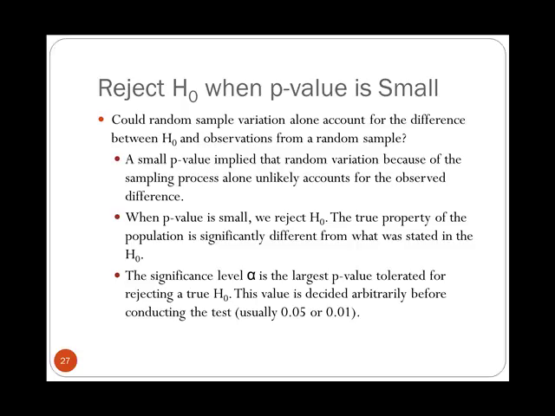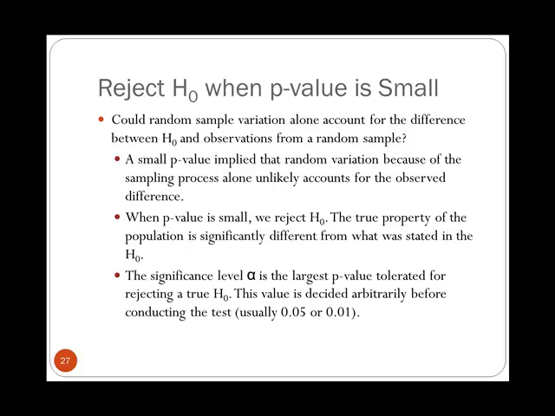Could random sample variation alone account for the difference between H null and observations from a random sample? Here we use the p-value to help us understand that a small p-value implies that random variation, because of the sampling process alone, very unlikely accounts for the observed difference. Therefore, when the p-value is small, we reject H null. It means the true probability of the population is significantly different from what was stated in the H null.